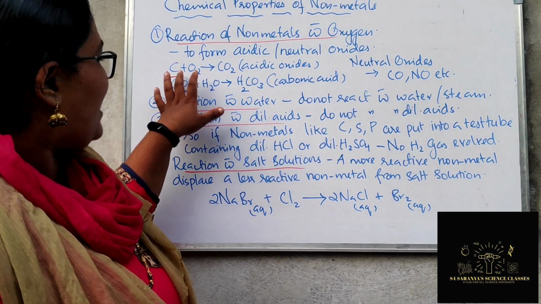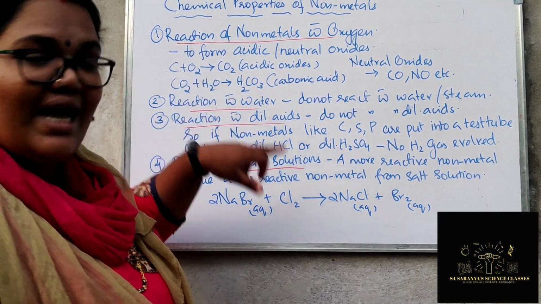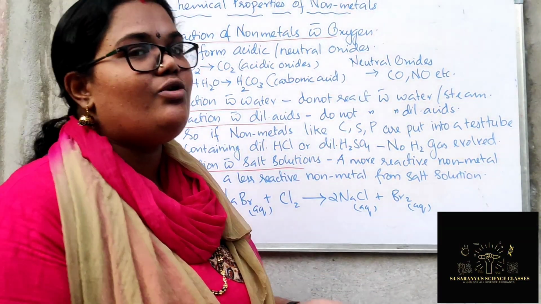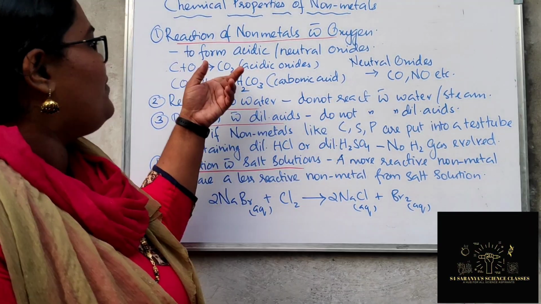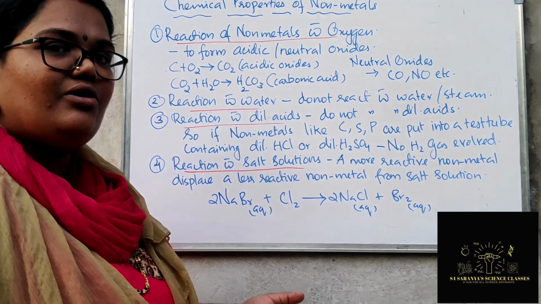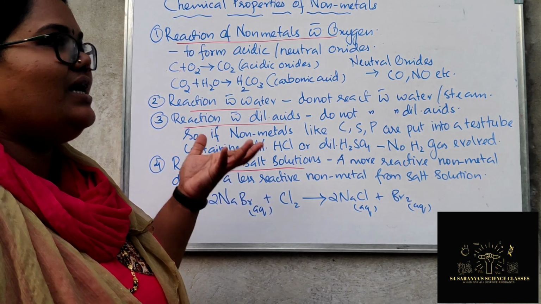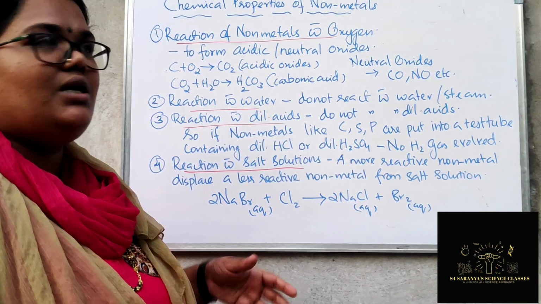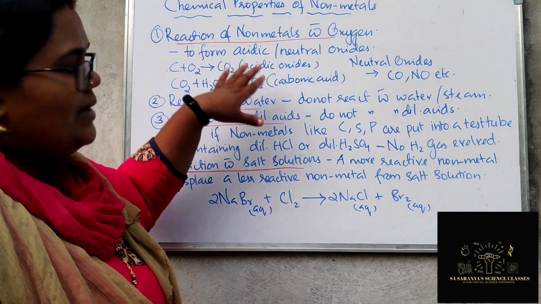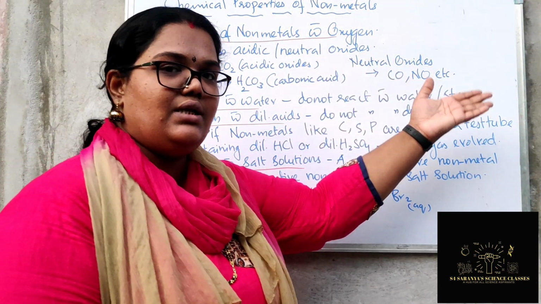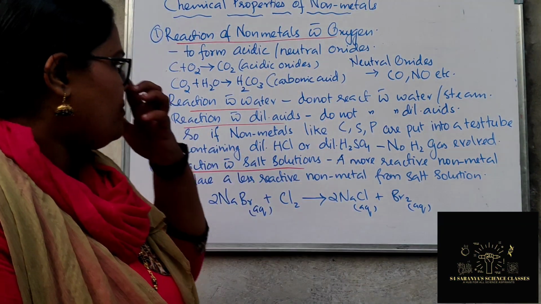So here carbon, which is a non-metal, reacts with oxygen and can form carbon monoxide, which is a neutral oxide. It can also form carbon dioxide, which is an acidic oxide. Why is it an acidic oxide? Because it behaves as an acid: once dissolved in water, it forms the corresponding acid. That's why non-metals can form either acidic oxides or neutral oxides. One example you have to remember.